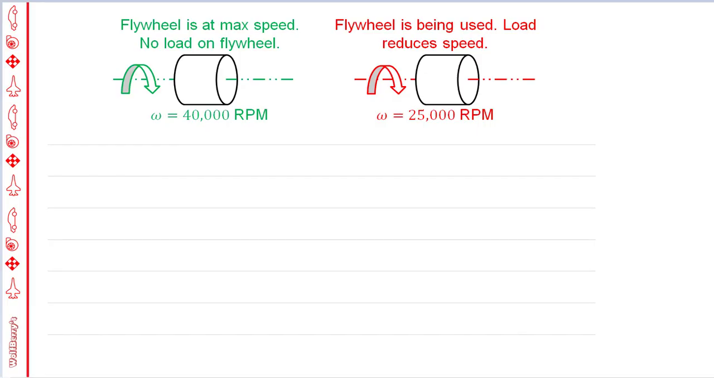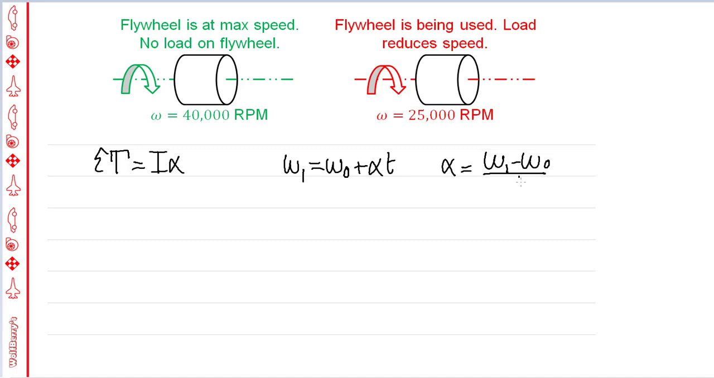So the next part of the question is asking us to calculate the decelerating torque on the flywheel. So the equation we're going to use is sum of torques equals I alpha. Now we have the inertia, we don't have the angular acceleration. We can find it, however, by using the constant acceleration equation. V equals U plus AT, that's the rotational version. We're looking for angular acceleration, which is equal to change in speed divided by time. Now let's plug in our values.